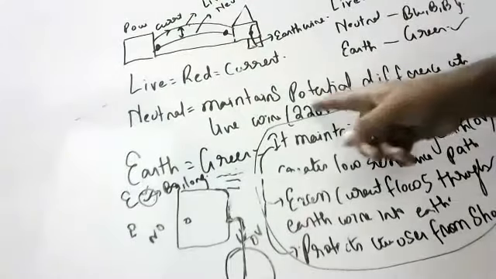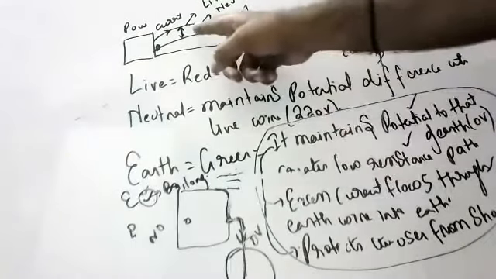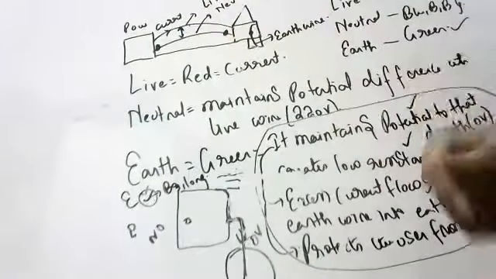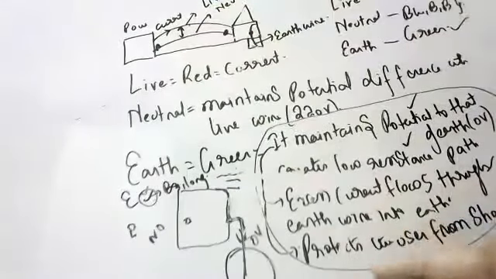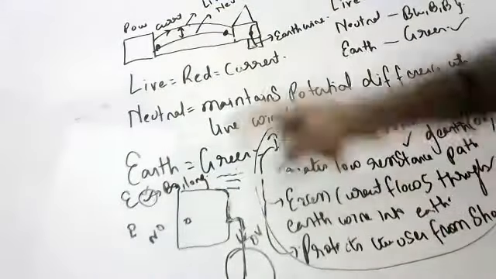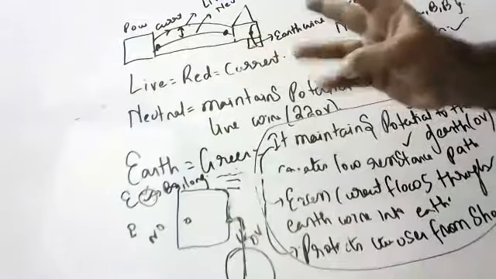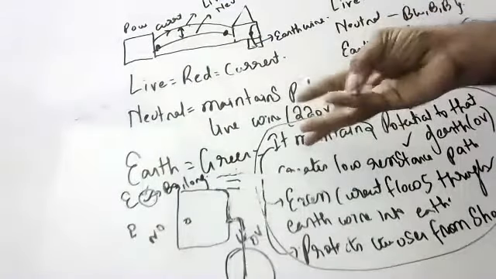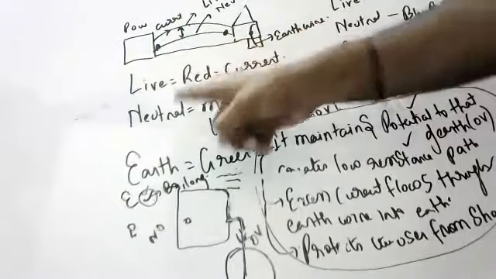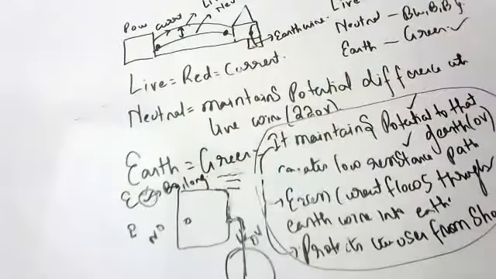So children, 220 volts. What is 220 volts? Between the neutral wire and the live wire, the potential difference is 220 volts in India, children. Without potential difference, current won't flow. Who is maintaining that potential difference? The neutral wire. So what are the 3 wires we have, children? Live, neutral, earth. Live is red, neutral is black or any color, and earth is compulsorily green.